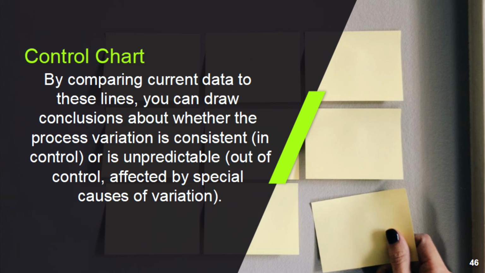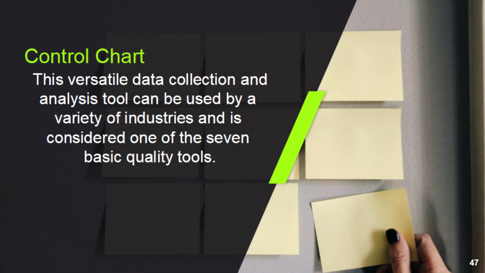So how are we going to use the control chart? We can use the control chart by comparing the current data to these lines. After that, we can now draw conclusions about whether the process variation is consistent or unpredictable. When we say consistent, the process remains in control, and when we say unpredictable, the process is now out of control or being affected by special causes of variation. If sample statistics remain between these limits, we assume that the process is in control.